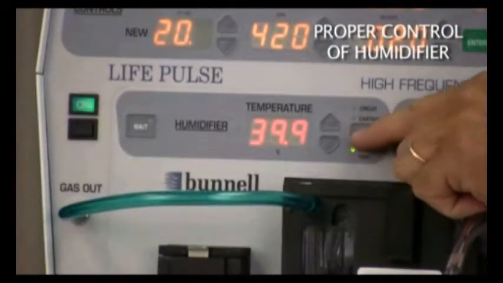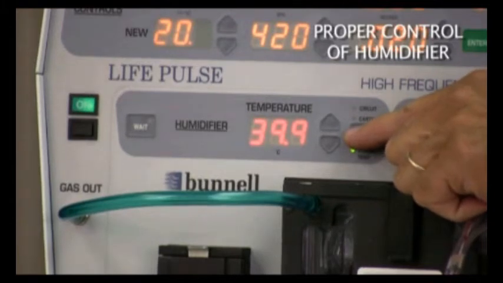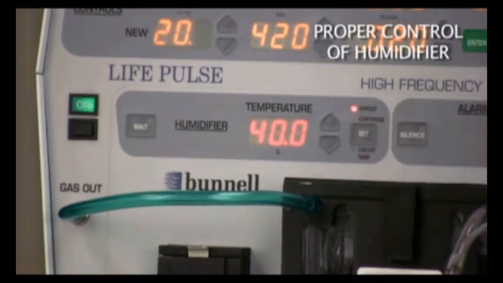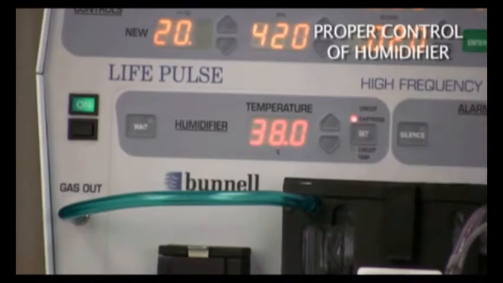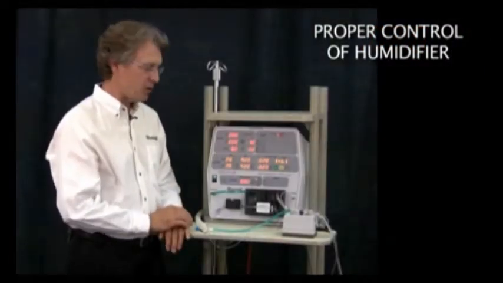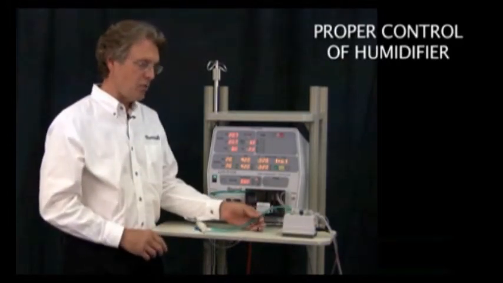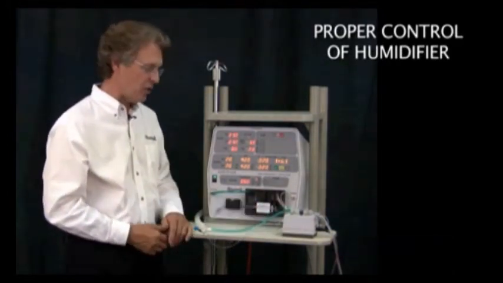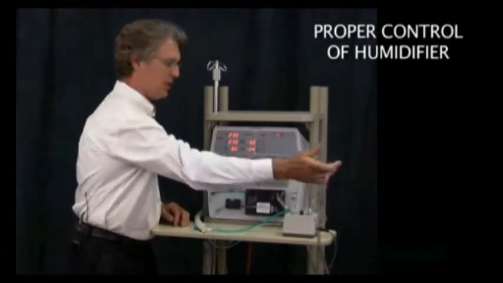When you first start the jet ventilator up, it automatically sets your control settings for the humidifier. It sets the default setting for the circuit at 40 degrees centigrade and the default setting for the cartridge at 38 degrees centigrade. In many situations, those set points are completely adequate to provide good humidification of the gas going to your patient and to minimize the amount of rain out that occurs in the jet circuit.